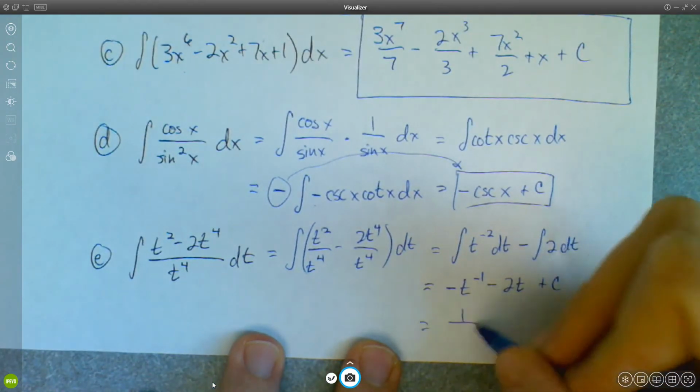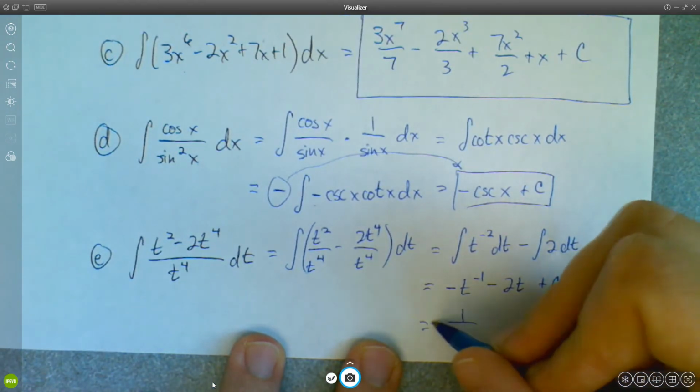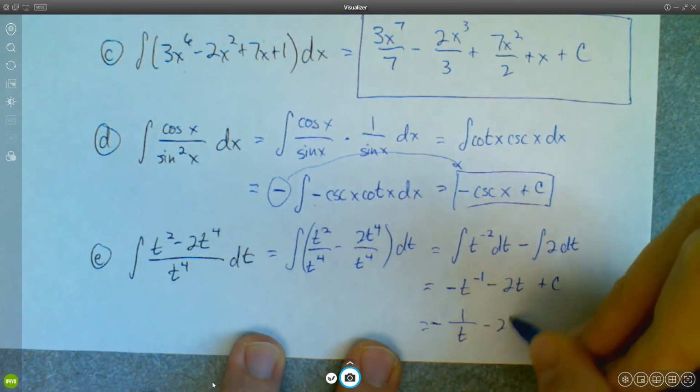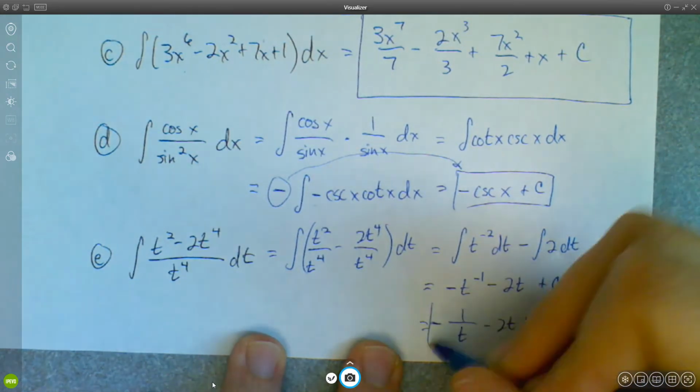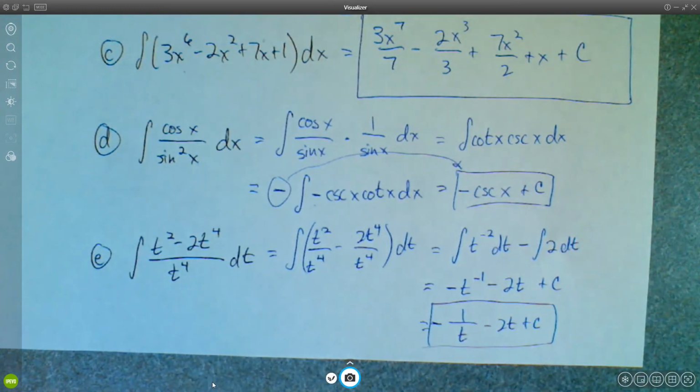And I can call this negative 1 over t minus 2t plus c. However you prefer it is fine.